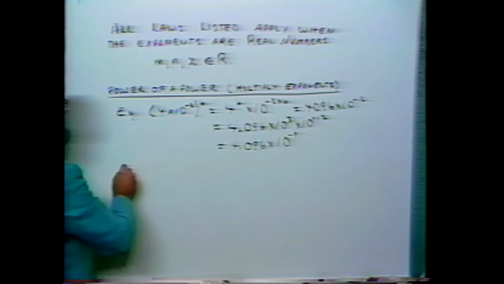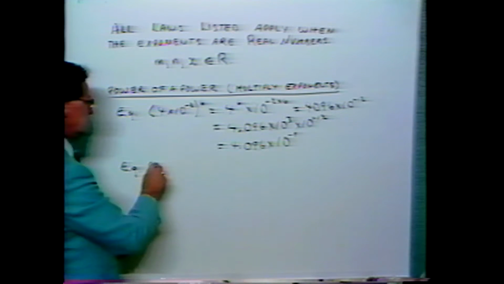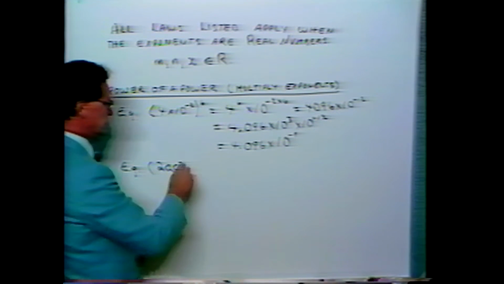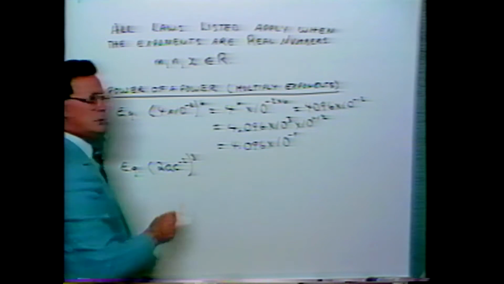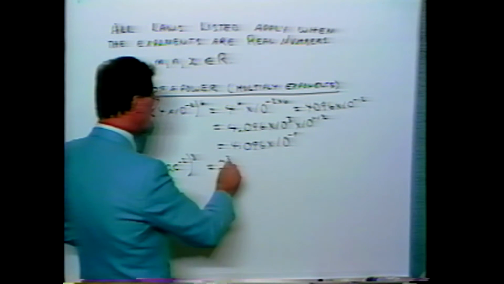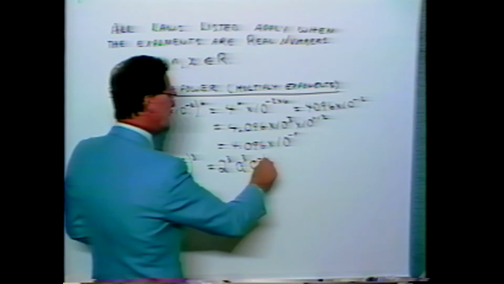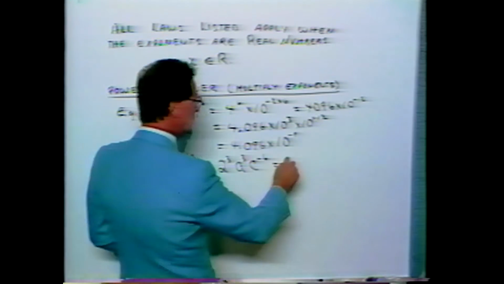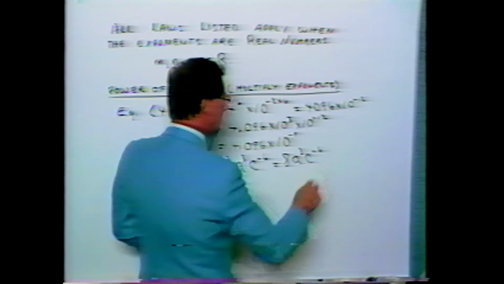Another example, 2ac to the negative 2, raised further to the exponent 3. This is equal to 2 to the third, a to the third, followed by c to the minus 6. Simplifying the numerical part of the expression, we have 8a cubed c to the minus 6.